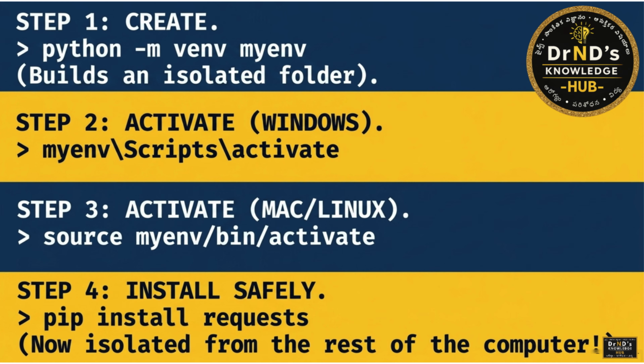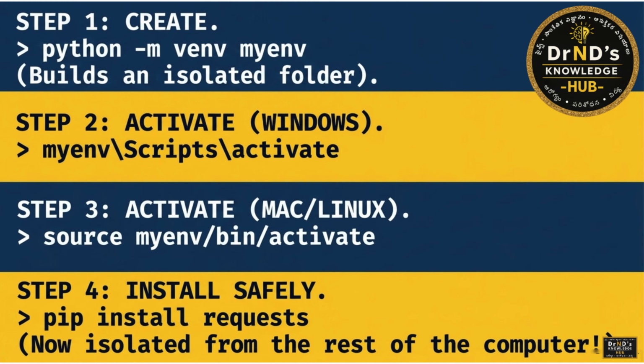For example, pip install requests. Now, requests becomes available only for this project without affecting any other Python projects on your computer. This isolation improves reliability, reproducibility, and project management.